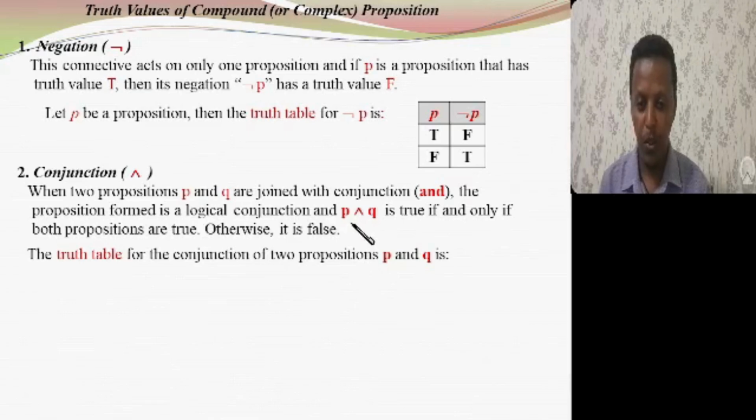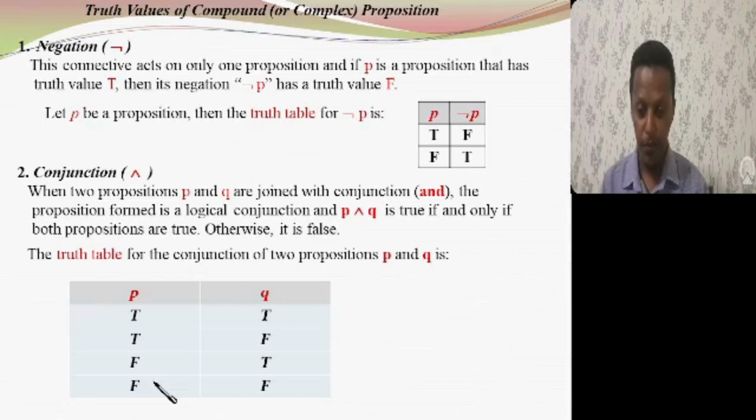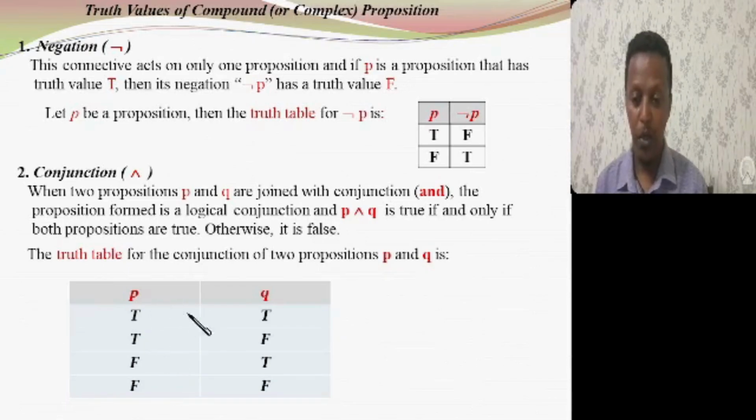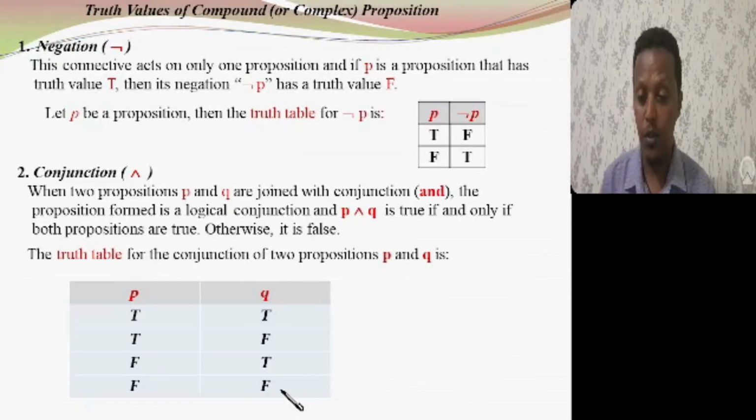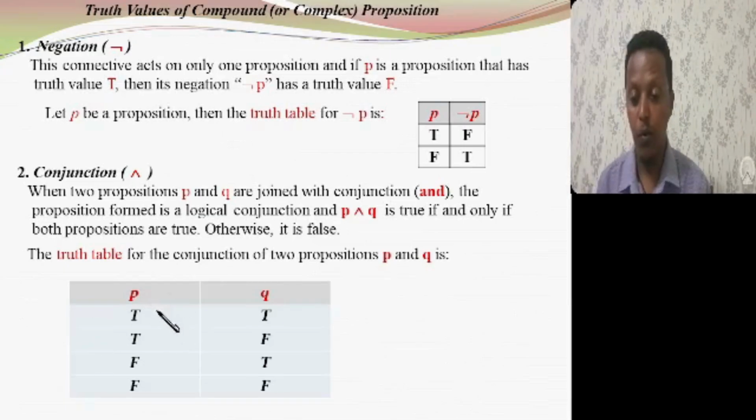Now in the first place, when you combine two component propositions based on conjunction, the component propositions P and Q will have four logical possibilities. The combination will be 4. Both true, P true, Q false, P false, Q true, or both false. By the way, for two component propositions, there will be 2 to the power of 2, 4 logical possibilities.